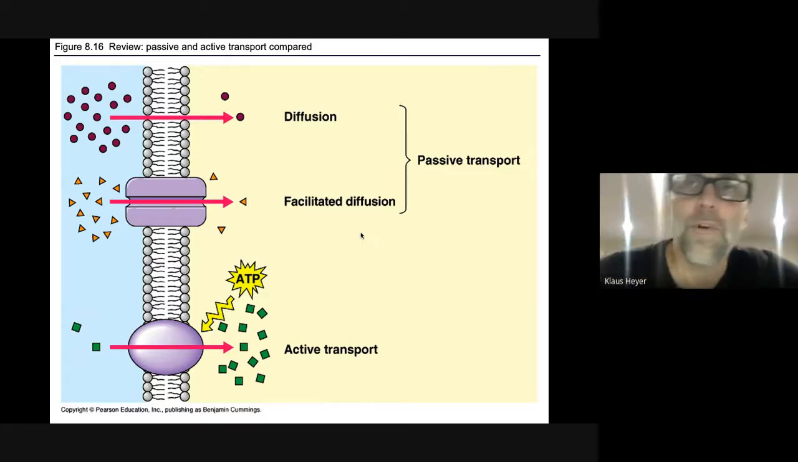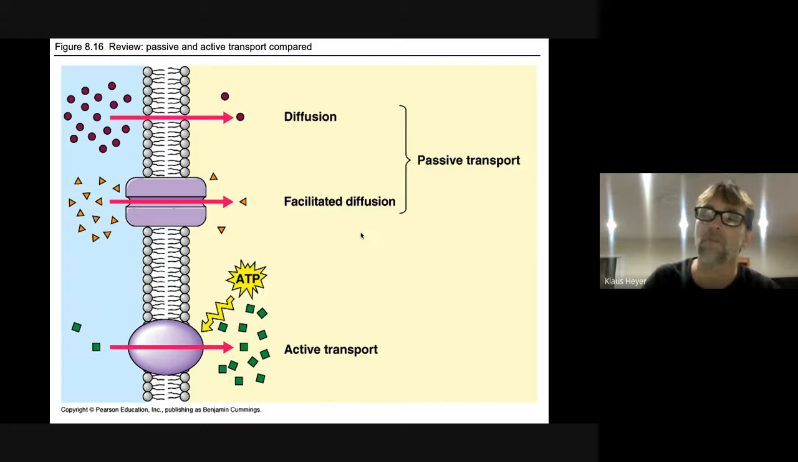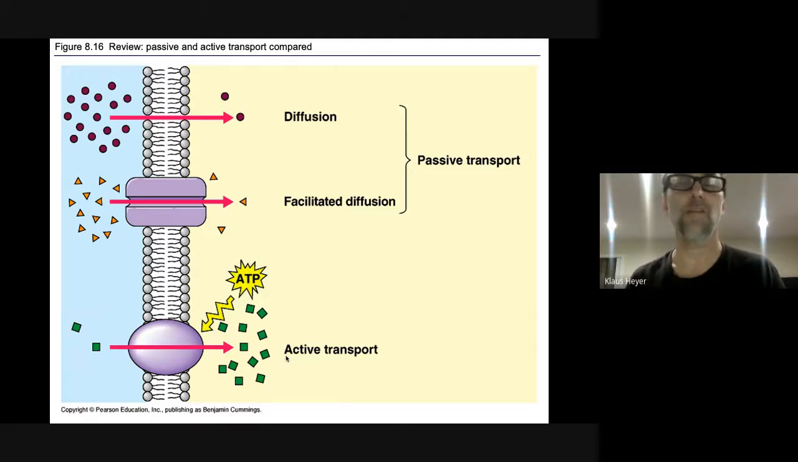So we've got these two notions here, active and passive. Passive's here, active's here. That means with energy or without energy. Something that's passive does not need energy. It just happens. You don't need ATP, for example. Something that's active, you need energy for it.